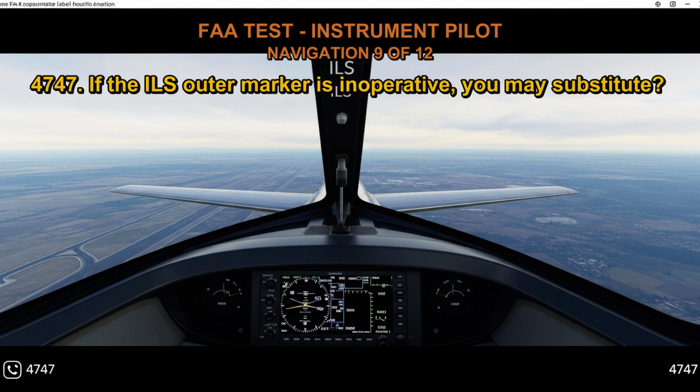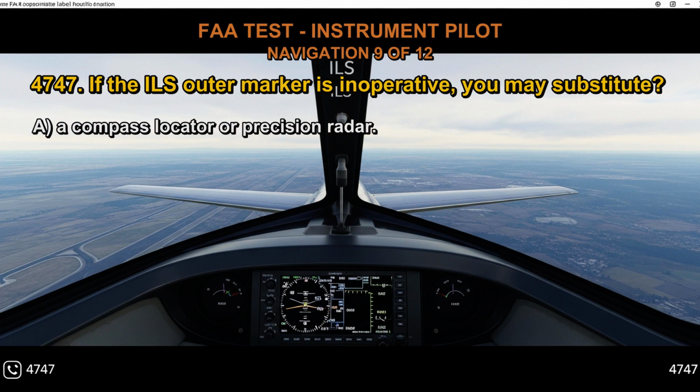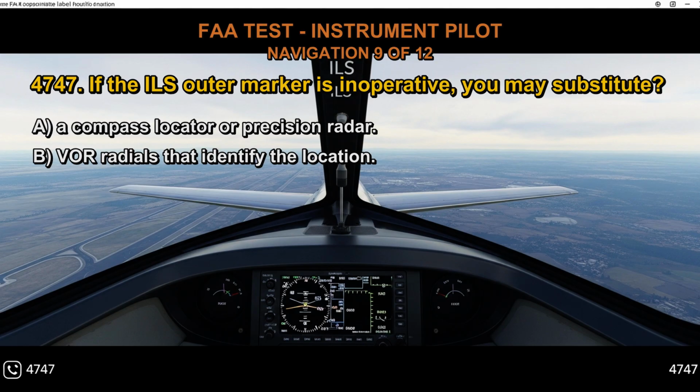4747. If the ILS outer marker is inoperative, you may substitute A. A compass locator or precision radar. B. VOR radials that identify the location. C. Distance measuring equipment, DME.